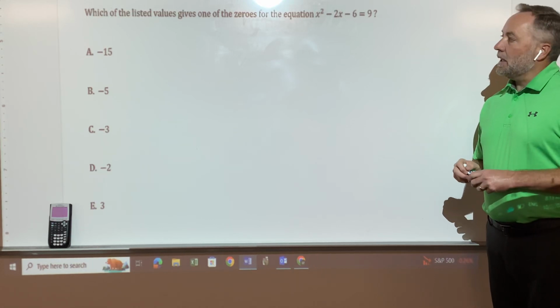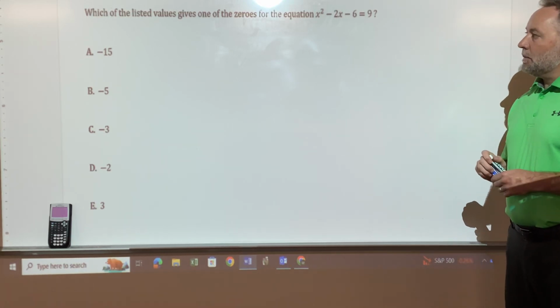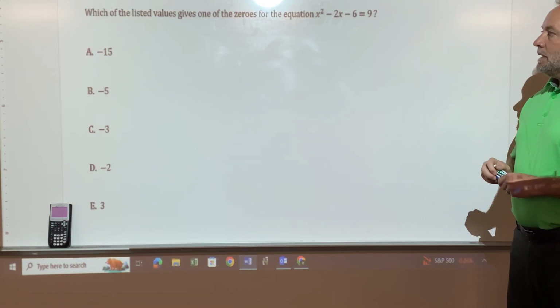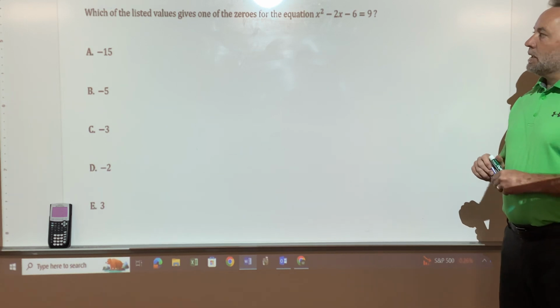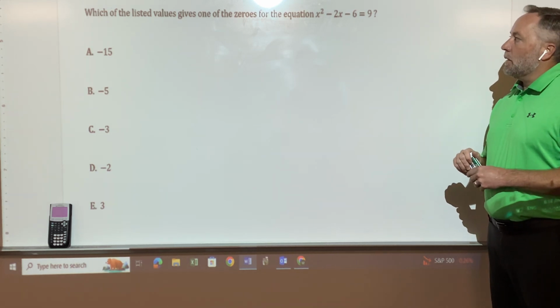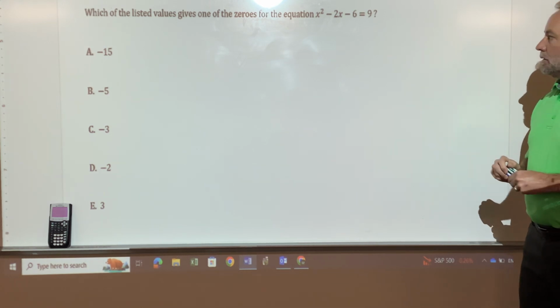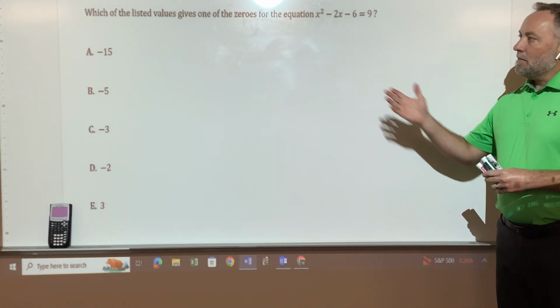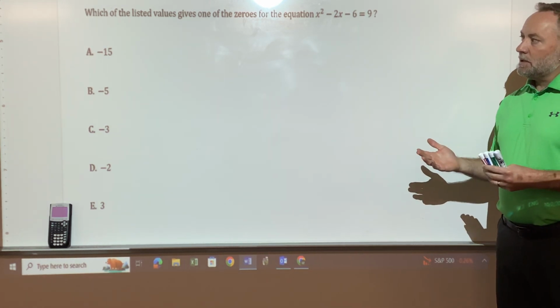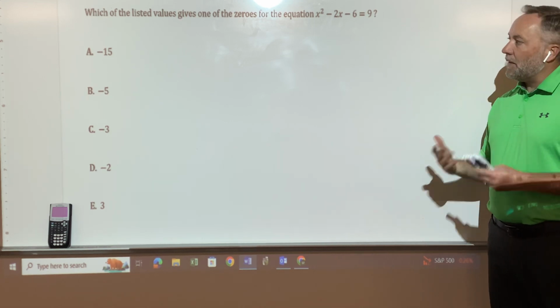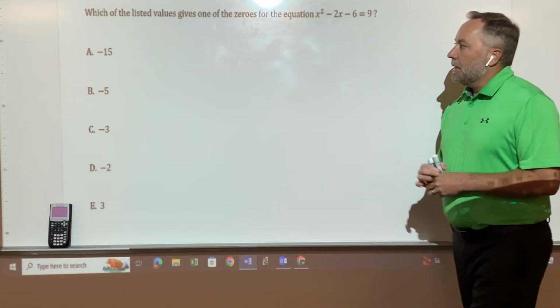This question is phrased in a way that might be a little bit different than what we're used to. It says, which of the listed values gives one of the zeros for the equation x squared minus 2x minus 6 is equal to 9. So sometimes we get something like this and it will say solve the equation or find the values of x. But this one doesn't say that.